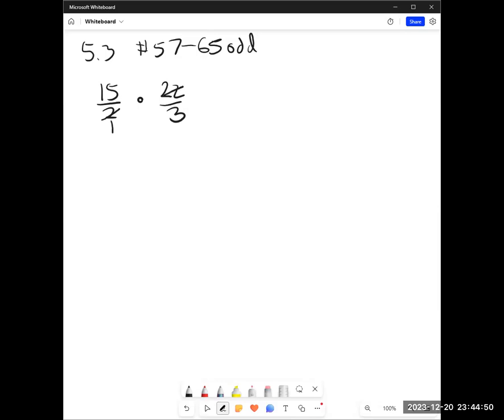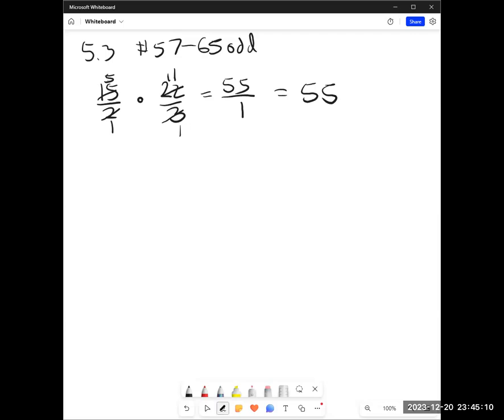2 goes into 22 11 times. 3 goes into 15 5 times. Then we're going to multiply straight across. 5 times 11 is 55. 1 times 1 is 1. And that gives us an answer of 55.